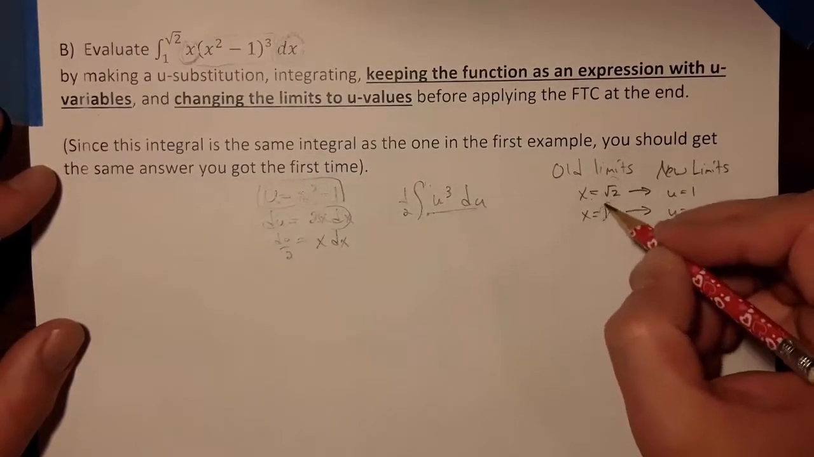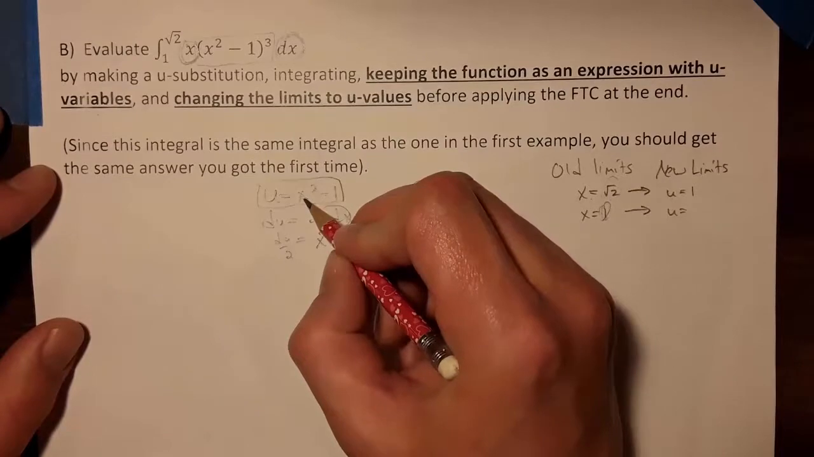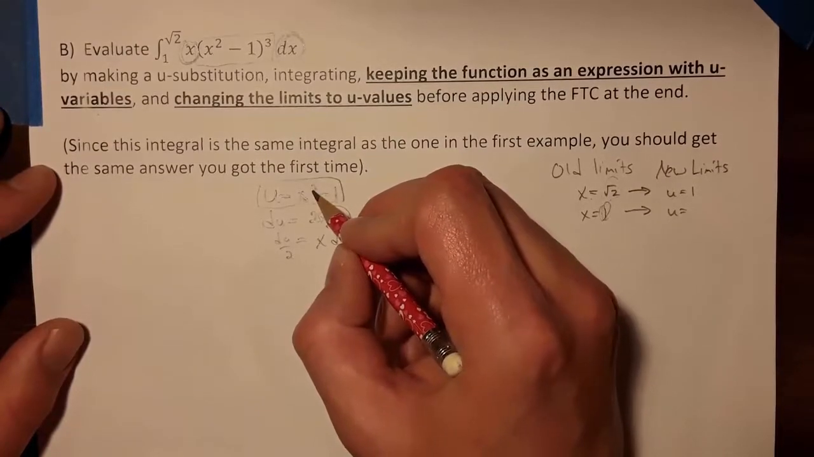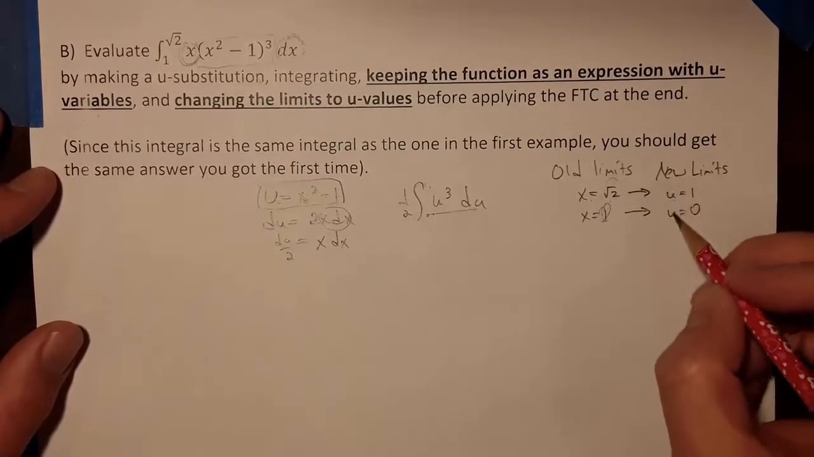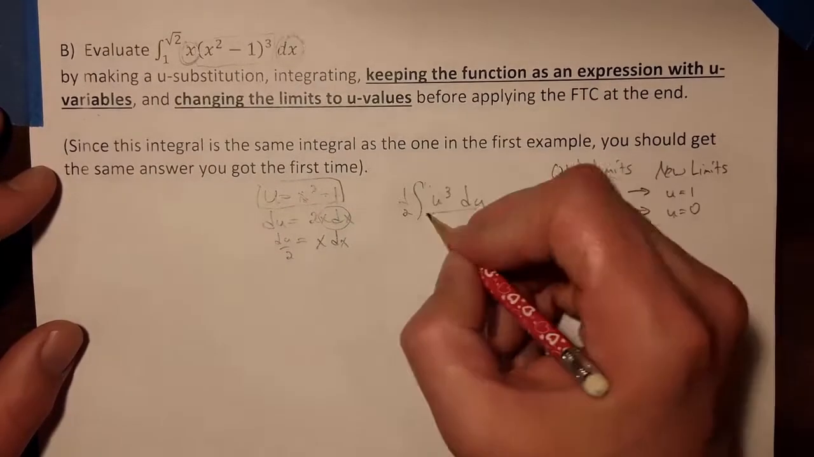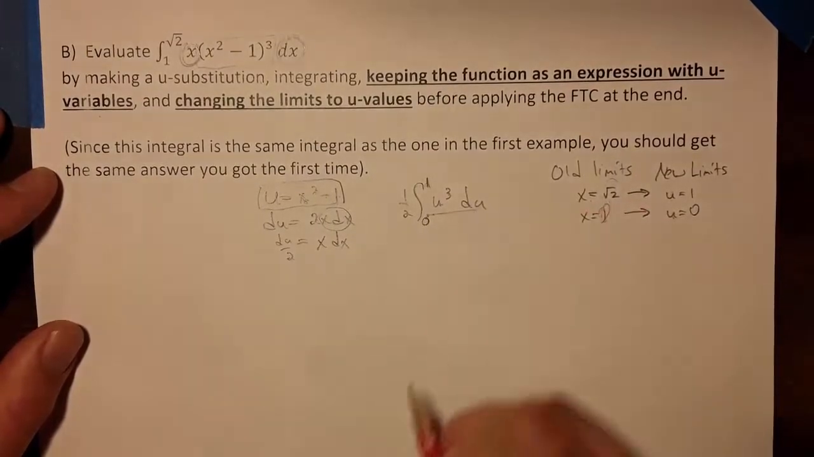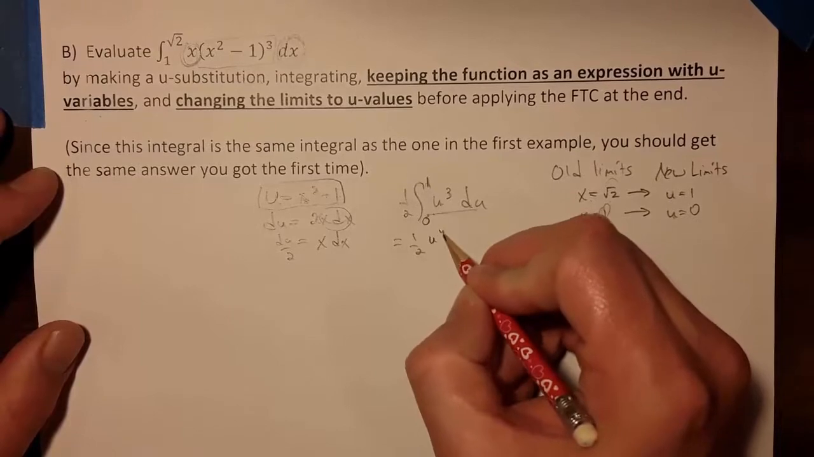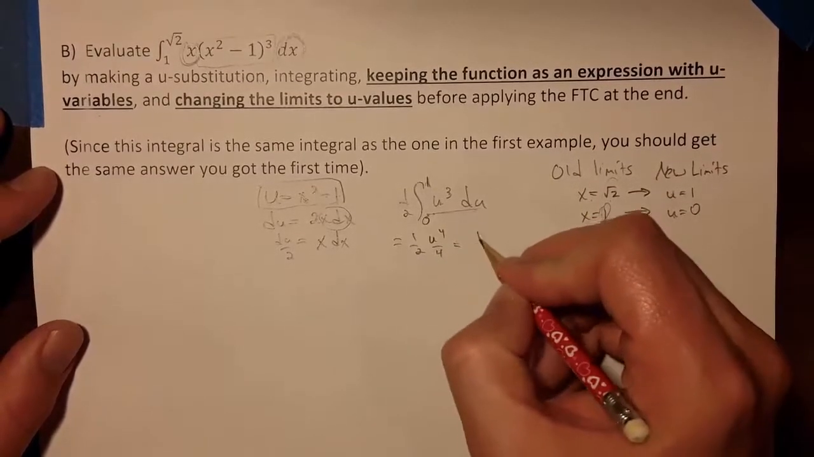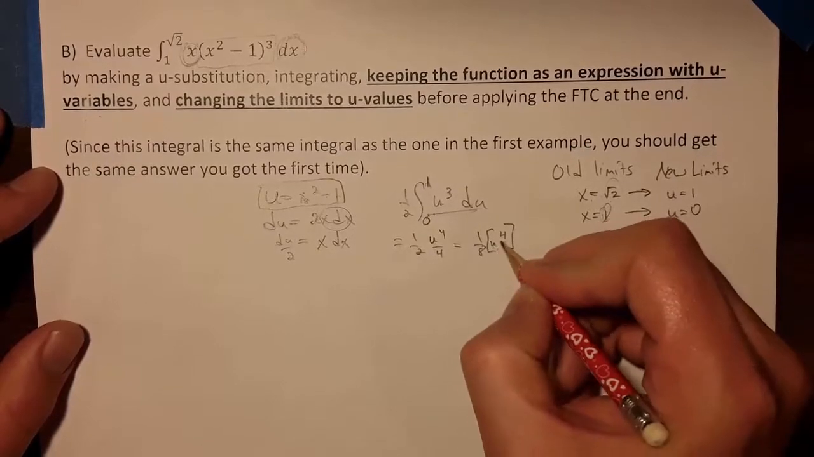Same thing with this. My old x value was a 1, so I'm going to plug 1 in for x. I get 1 squared, which is 1, minus 1 is 0. And since these are bona fide u values, I can put 0 and 1 in because that's compatible with my du in my integral. And now I don't have to worry. I can just call this u to the 4th over 4, or 1/8 u to the 4th. I don't need to back sub.